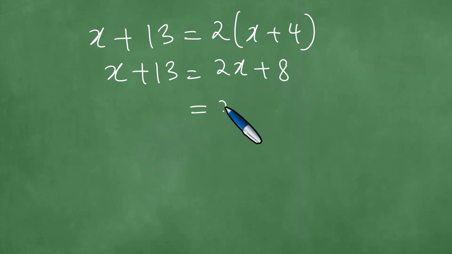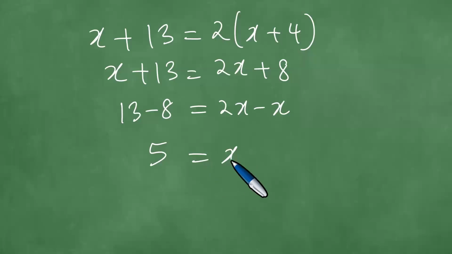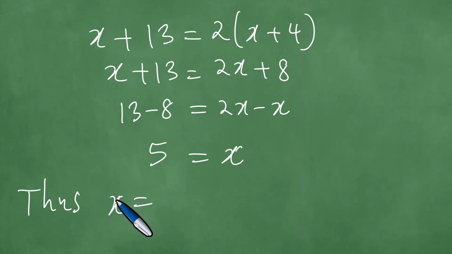And this means we have 2x minus x, and this is 13 minus 8. What is 13 minus 8? It equals 5, and this equals x. So in other words, x equals 5 years.